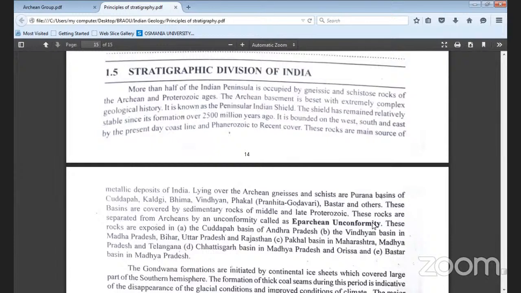Yes, we have seen the different stratigraphic divisions in our India.